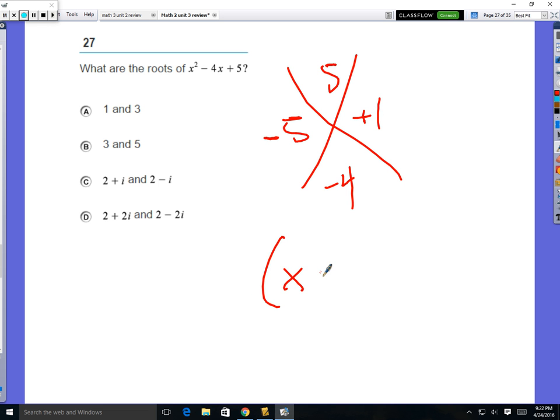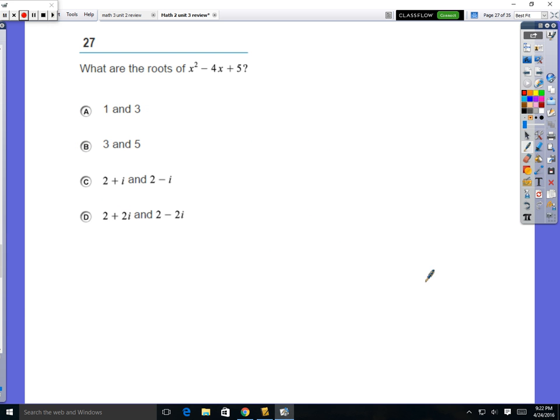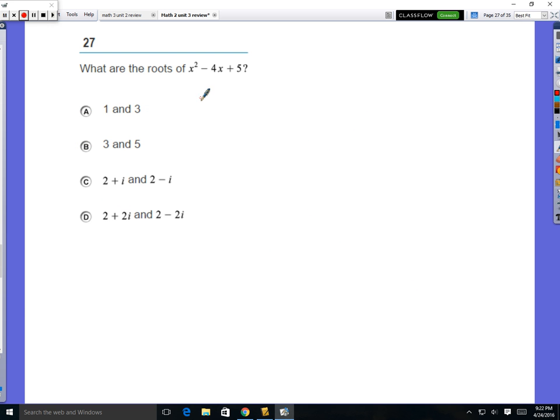So x minus 5. Oh, no. It's got to times and give a plus 5. And the only way you can times and get a plus is if they are both minus, or they both got to be plus. And that is impossible in the real numbers. So it's not A and not B. So it's got to be some kind of complex number, some imaginary. Alright, so here we go.